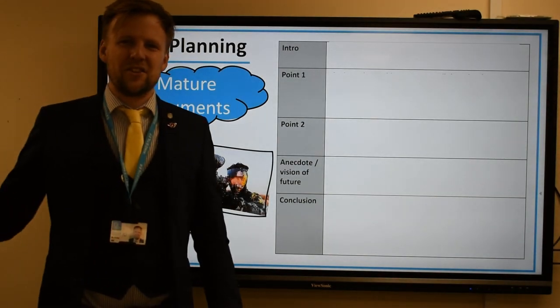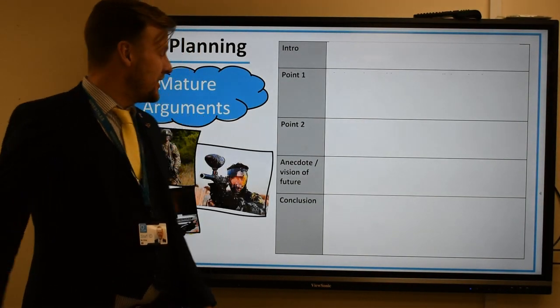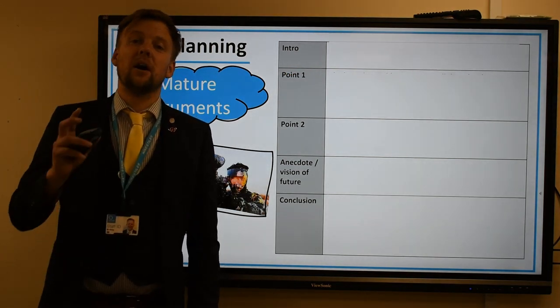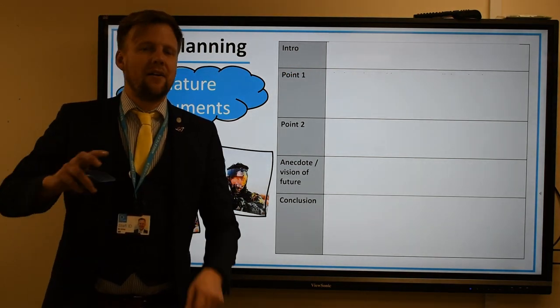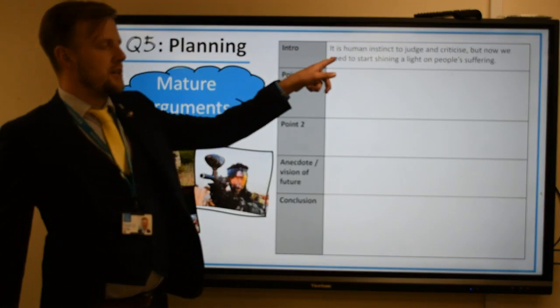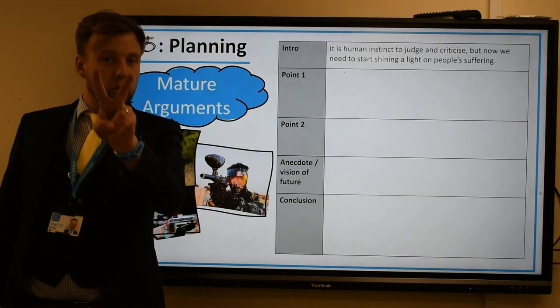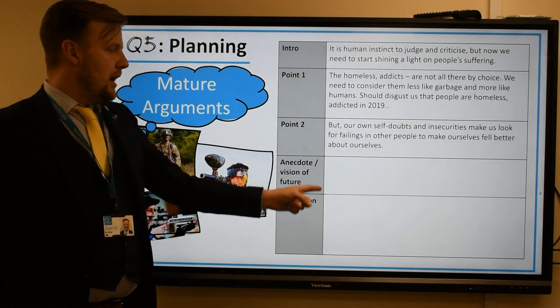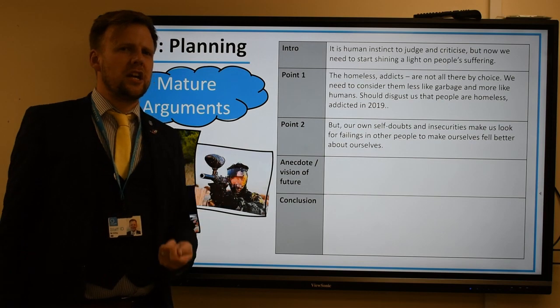Right, once I've got my mature arguments, excuse the fireworks, I can now go on to my plan. My advice to you is not to have a whole brainstorm of 100,000 different things. Make a nice simple introduction, pick two main reasons, and I'll tell you why in a minute, two reasons that you're going to share. Give a little anecdote, that's your secret weapon.